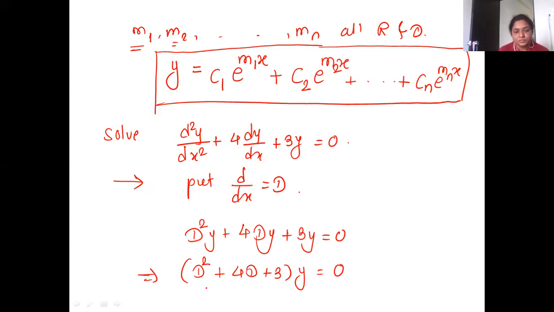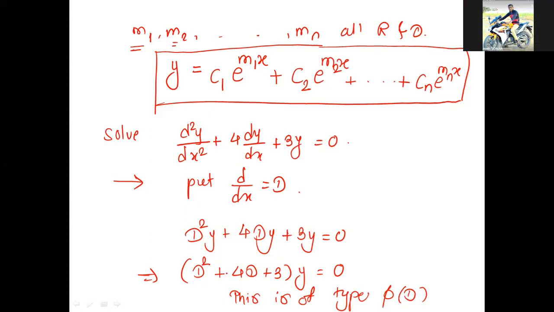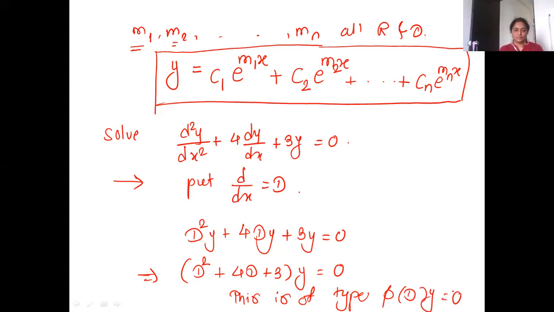Sorry, so this is of the type... 5d y is equal to 0. Yes, 5d y is equal to 0, type 1. And if it is 5d y equal to 0, the method says consider an auxiliary equation. So we have to consider it. What is the auxiliary equation?